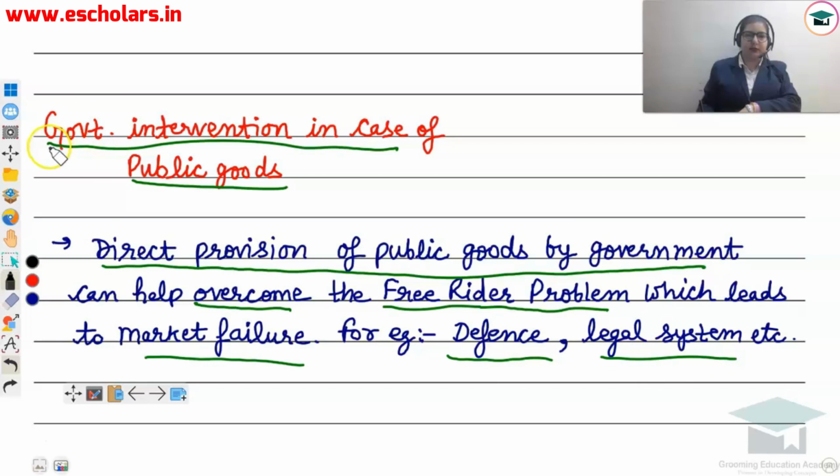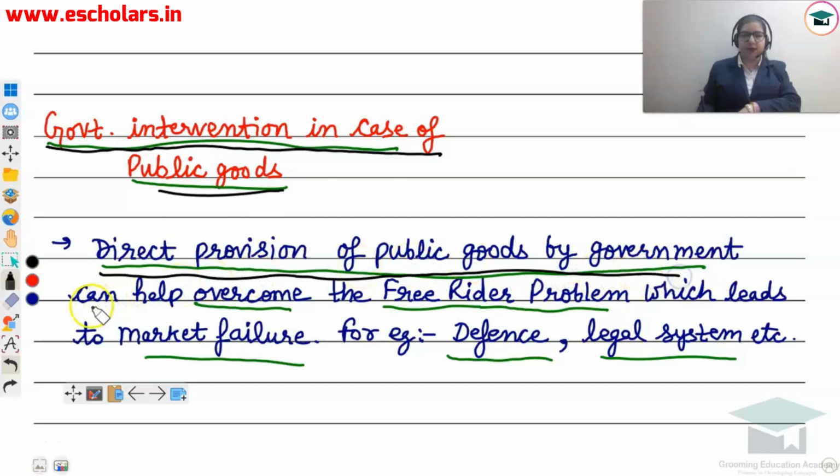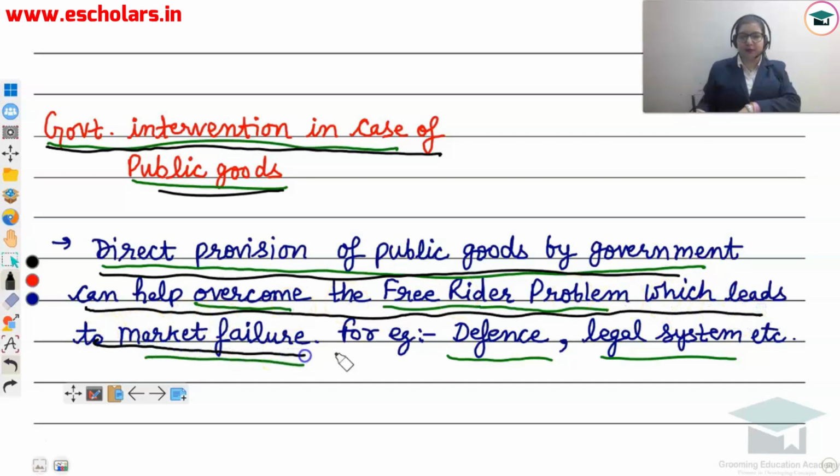So let's recall it till now. Government intervention in case of public goods. Direct provision of public goods by government can help overcome the free rider problem which leads to market failure. For example, defense, legal system, etc.